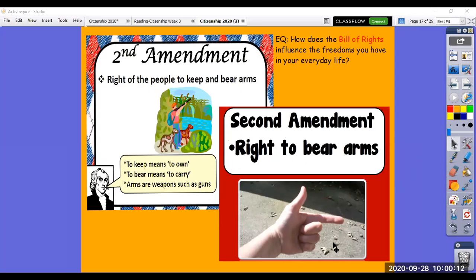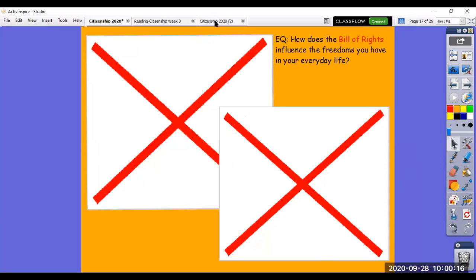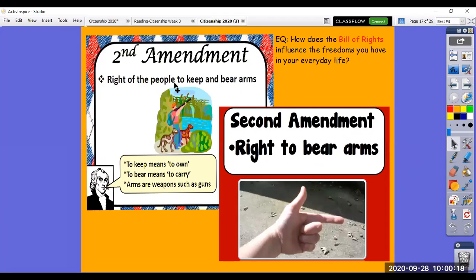Sorry, sometimes if I open the slide, I see the old one from last week. If I have to re-download it, the images go away. All right, the Second Amendment is the right of the people to keep, that means to have, and bear arms. To keep means to own, so you can own a weapon. To bear means to carry. And arms are weapons such as guns. So let's write that in this box.